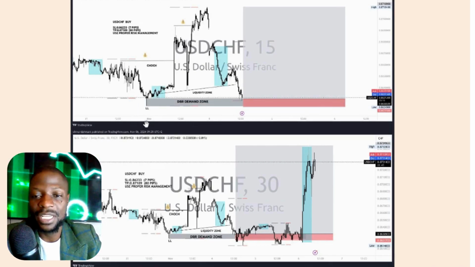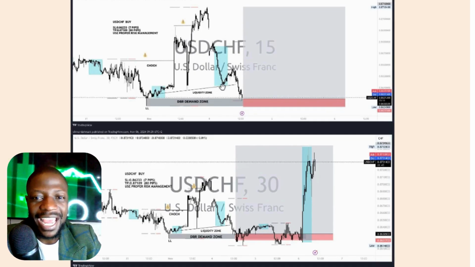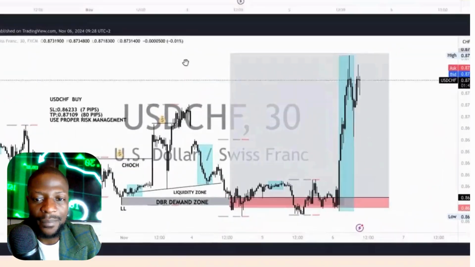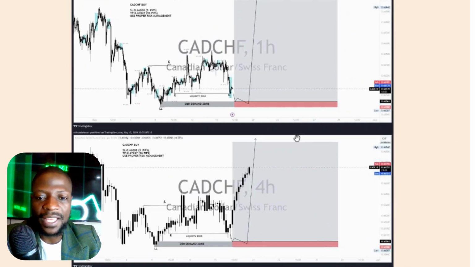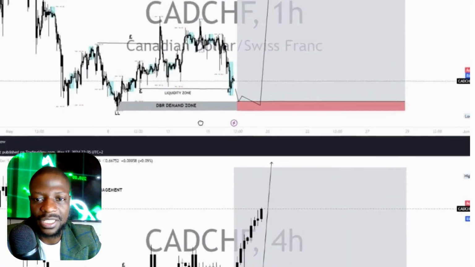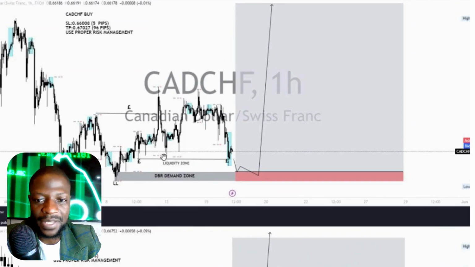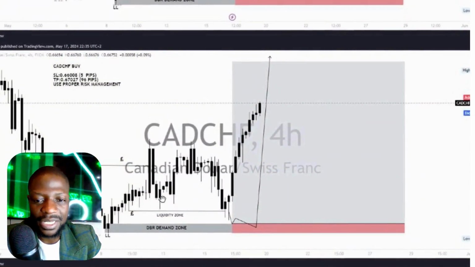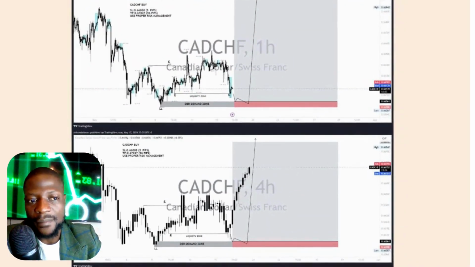You can see it was a drop base rally, broke structure upside, trend and liquidity, Asian session taken out right here, and then the market comes to our level. See what happens? The market beautifully respects that and goes all the way. The next trade was CAD CHF right here. Drop base rally, as you can see from here, you have a drop base rally, break of structure upside, liquidity. This is a recurring theme. After the liquidity has been taken out, see what happens? Price just pushes to the upside beautifully.